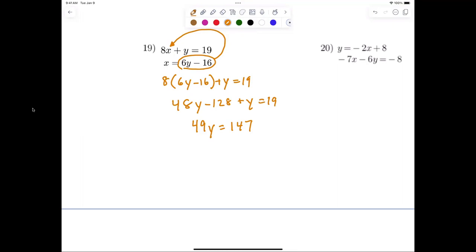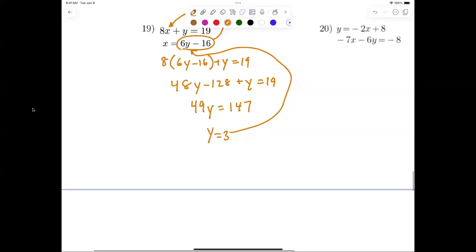So I got y equals 3. Anybody else agree with that? Yes. So if y equals 3, I'm plugging it in. 2, 3. Okay, now on the back.